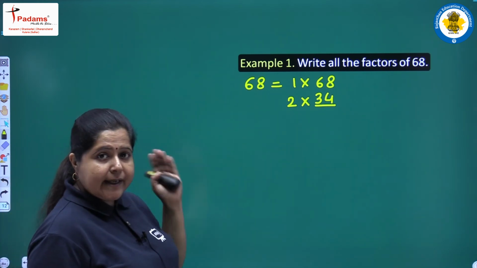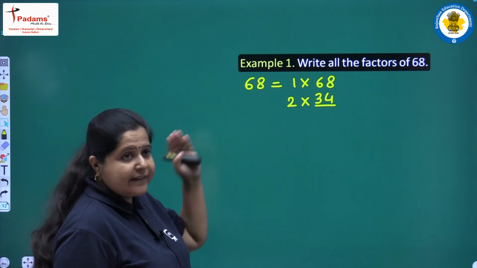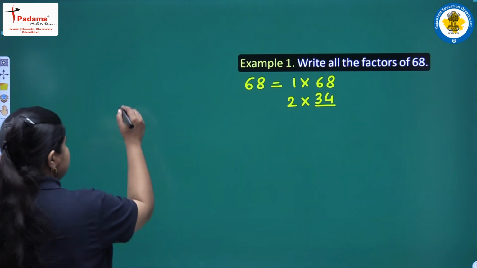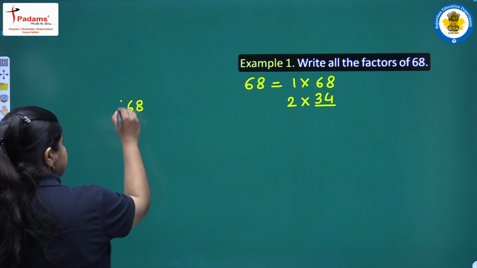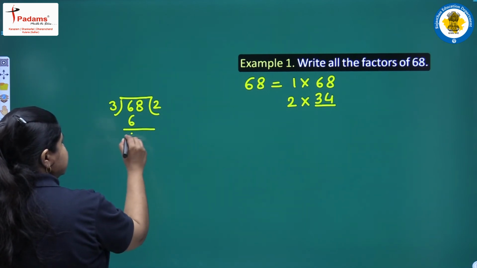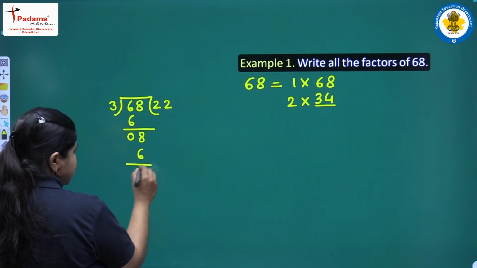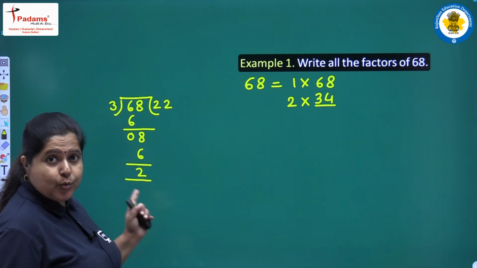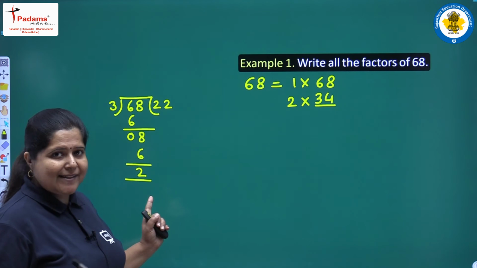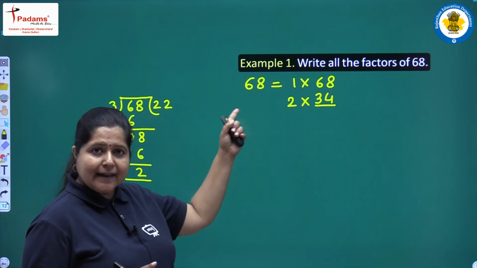Again, just think over about the table of 3. Is 68 divisible by 3? Let us try to divide this 68 by 3. It's 3 2s are 6, 0, then 8. It's again 3 2s are 6. We are left with remainder 2. So is the division complete? No. So 3 is not a factor of 68.